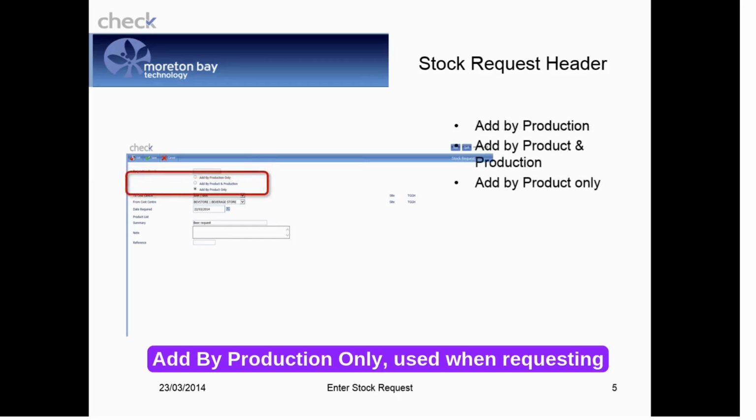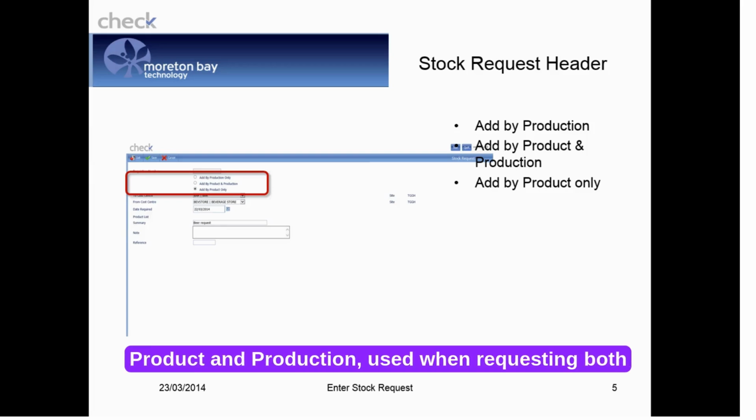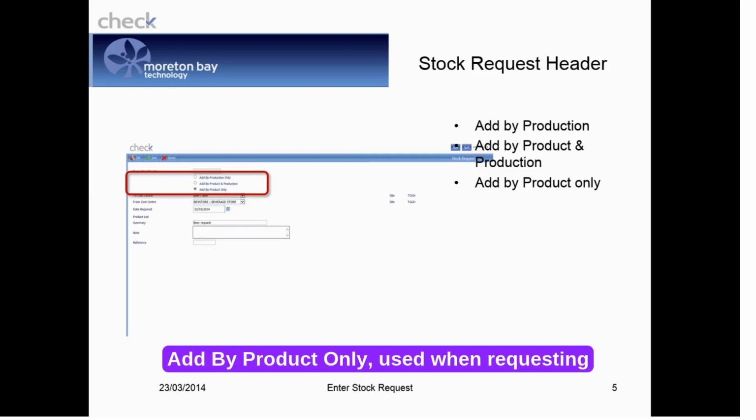Add by production only, used when requesting items from production cost centers, for example commissary kitchen. Add by product and production, used when requesting both produced items and purchased items, for example from the patisserie, bread is purchased from outside but cakes are produced in-house. Add by product only, used when requesting items that are purchased from outside, for example beer. Select the option you require.